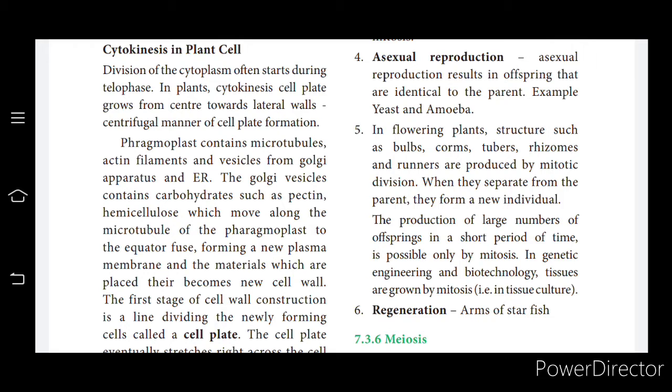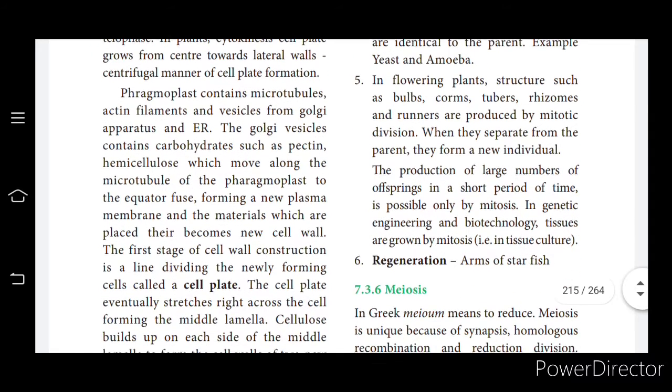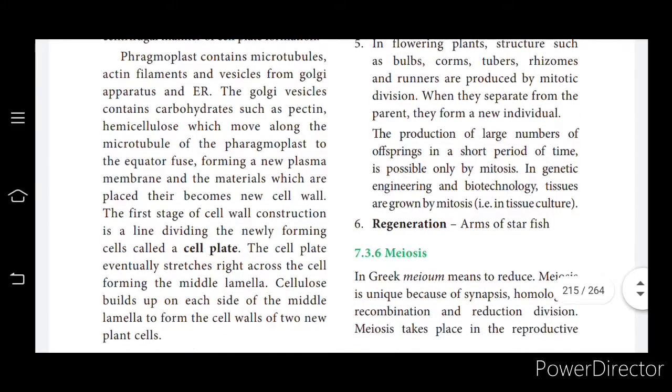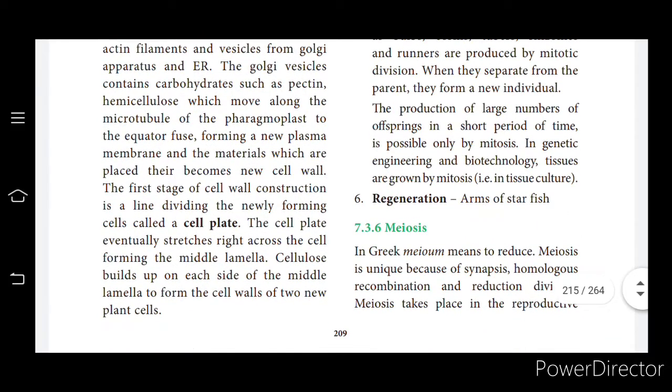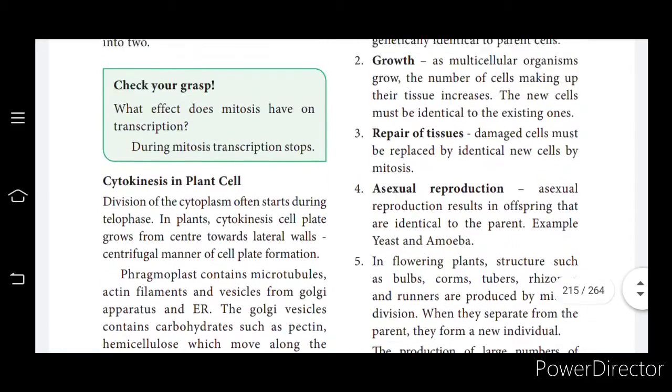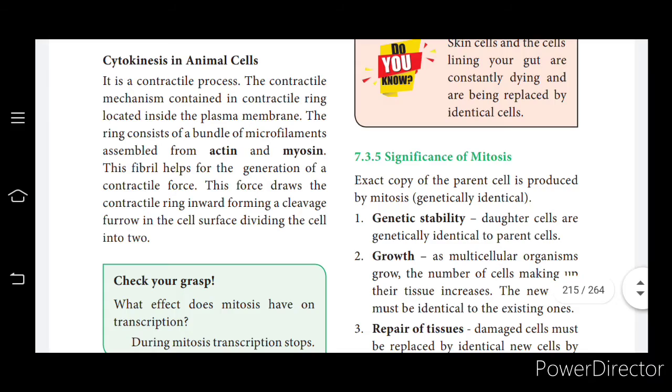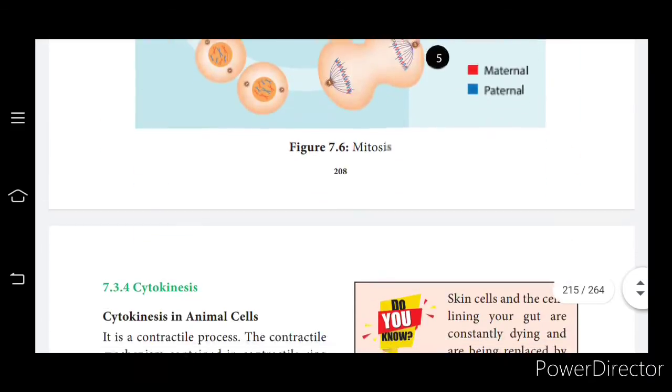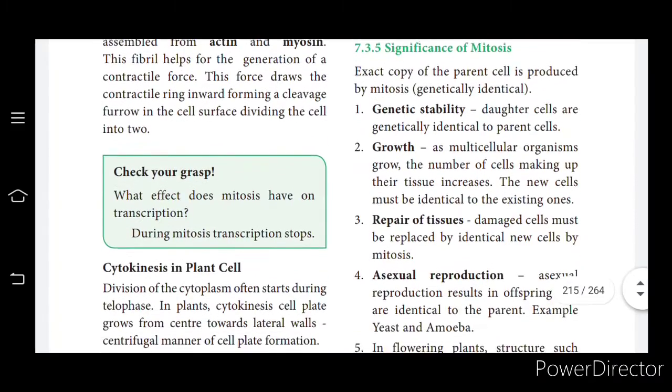The phragmoplast contains microtubules, and these microtubules will have actin filaments and vesicles from the Golgi apparatus. These Golgi vesicles contain carbohydrates such as pectin and hemicellulose, which will move along the microtubules of the phragmoplast to the middle, so that the cell plate will be formed. The cell plate later on will get converted into the cell wall. These are all the steps involved in mitosis in the case of plant and animal cells.